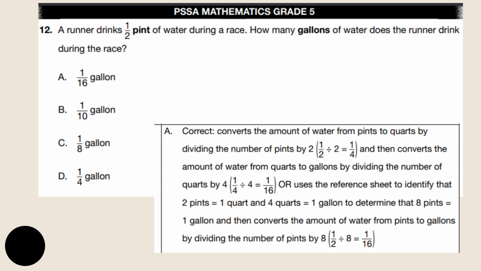So they convert the amount of water from pints to quarts by dividing the number of pints by 2, and then convert the amount of water from quarts to gallons by dividing the number of quarts by 4, or use the reference to identify that 2 pints is 1 quart, and 4 quarts is 1 gallon, to determine that 8 pints is 1 gallon, and then convert the amount of water from pints to gallons by dividing the number of pints by 8. So the correct answer is A, that is 1/6 gallon.